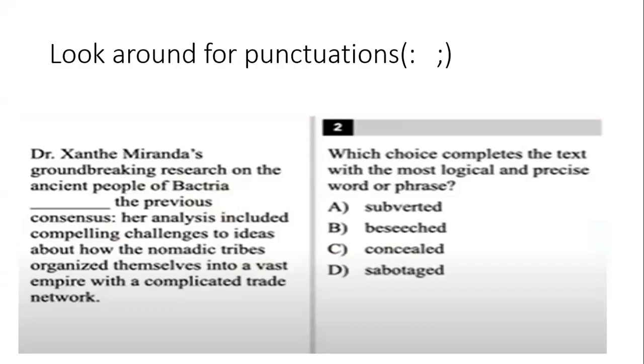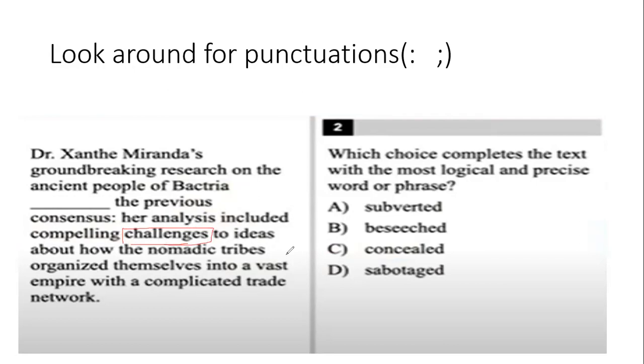Blank the previous consensus, her analysis. So again, after the colon, it's just a repetition. What's the repetition? Her analysis included compelling challenges. Okay, here's your word. Challenges is your word. Tell me, is challenge a positive or a negative word? To ideas about how the nomadic tribes organize themselves in vast empires with complicated trade networks. Like you remember the Romans, the Athens, and so many of those parts of Bactria. Is challenge positive or negative? Let's play it out.